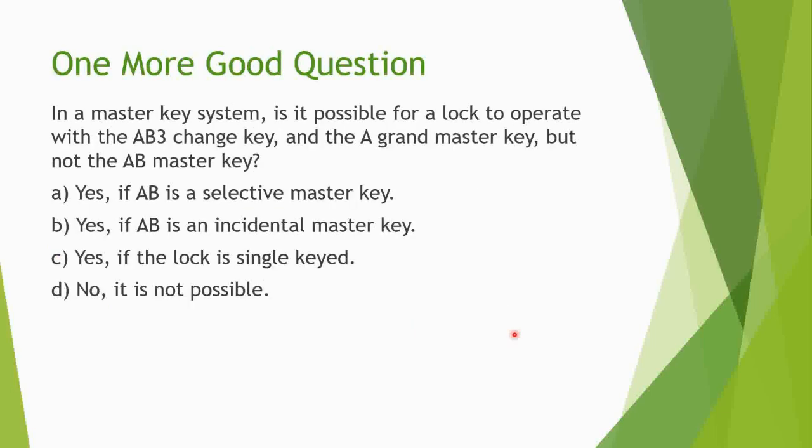One more question. In a master key system, is it possible for a lock to operate with the AB3 change key, the A grandmaster, but not the AB master key? Is it possible? The answer is yes, it's possible if you use a selective master key. Someone who doesn't know very much about master keying but knows a little bit about master keying will probably think the answer is D, it's not possible. But the correct answer is A. And we know this because we are experts in master keying.